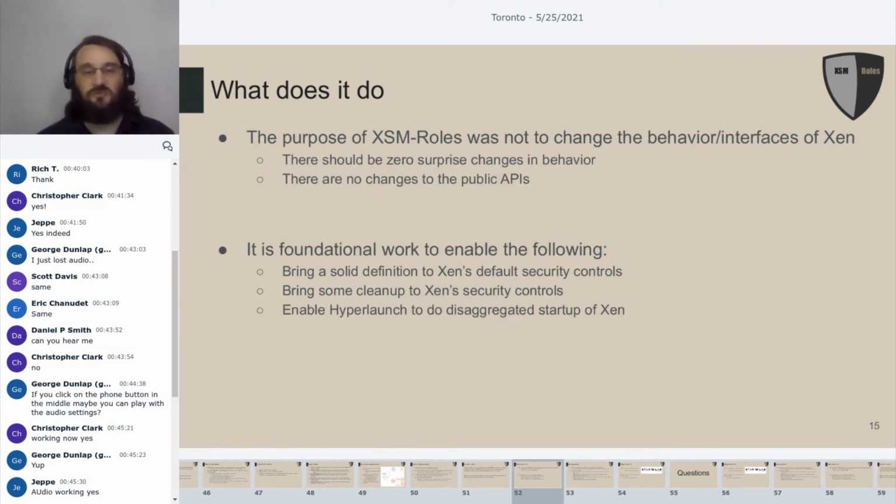So what does it do? It doesn't do anything today that you will see. It doesn't change any public interfaces. It doesn't change any behavior, or the intent is not to change any behavior. That's why it's an RFC right now, we need to validate that we didn't change any behavior. And it's the foundational work to help enable a better, solid definition of Xen security controls, bring some cleanup to the security code, and enable Hyperlaunch to do disaggregated launch at startup.